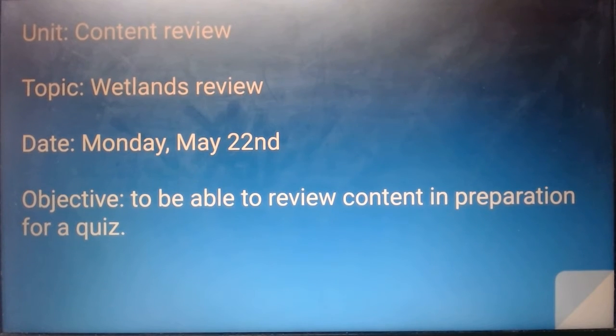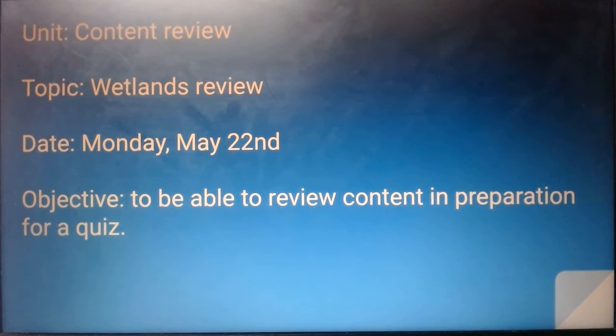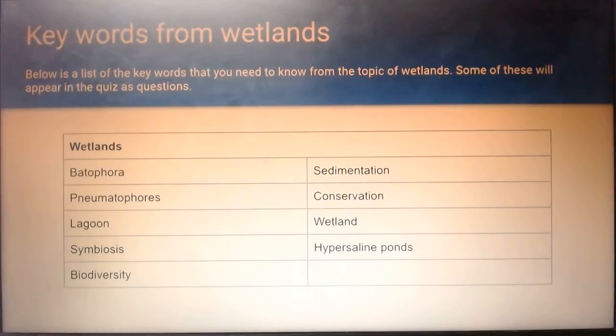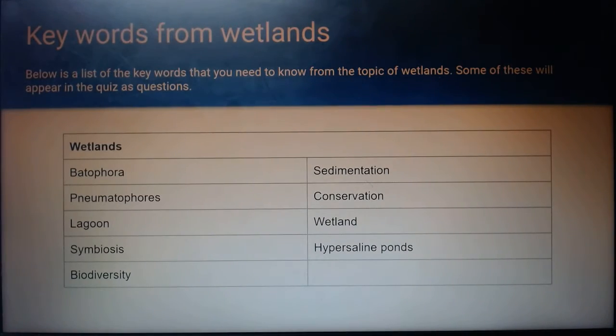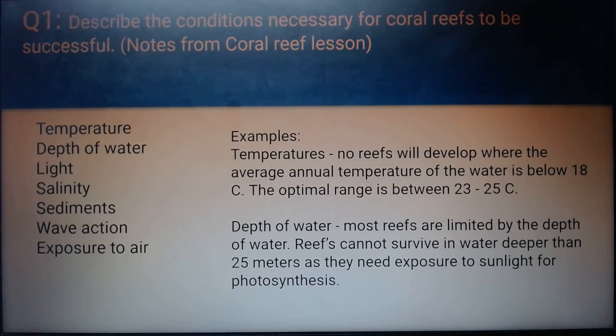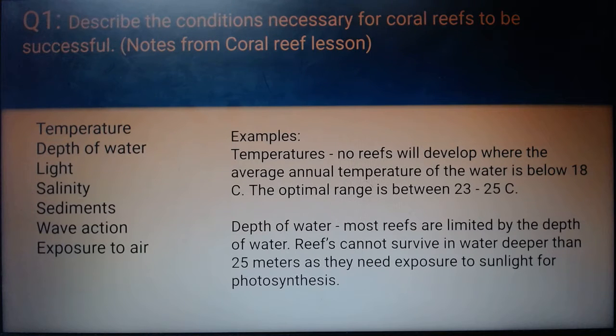It's only 5 or 6 pages of Bahamian landscapes, just because they give you lots of examples of local wetlands, different types. So you should have gone through any keywords you don't know. Please write out a definition. You should be able to find all of those. Then the first one was about describing the conditions necessary for coral reefs to be successful.